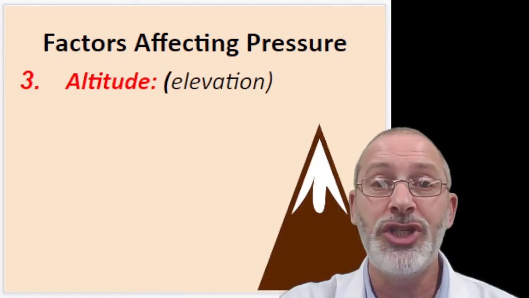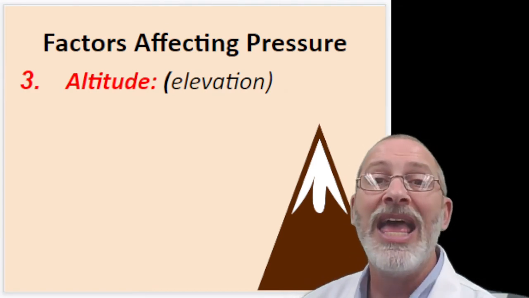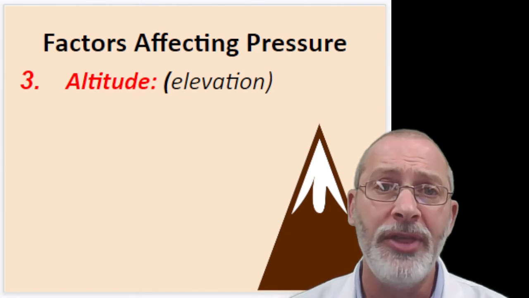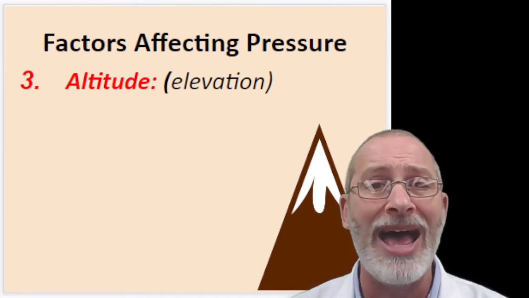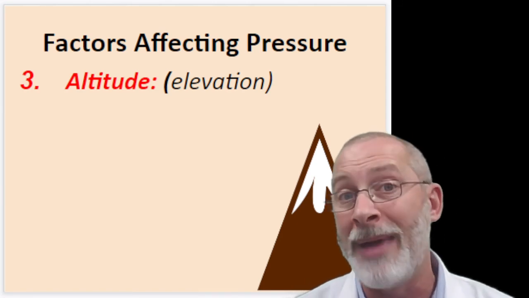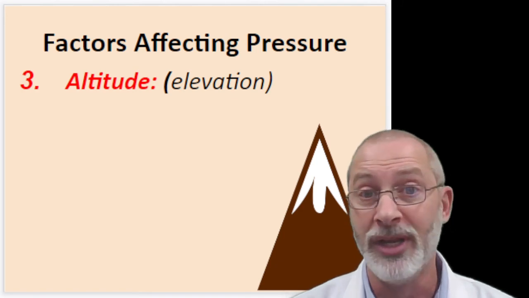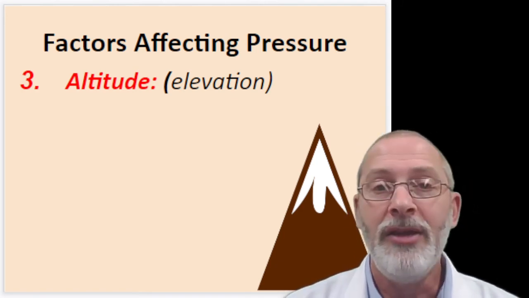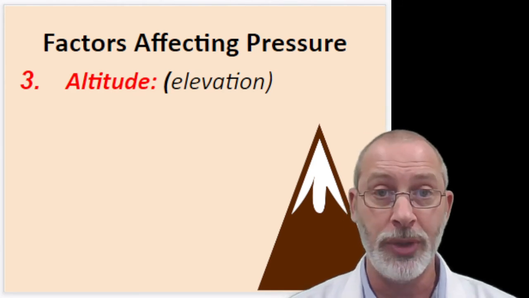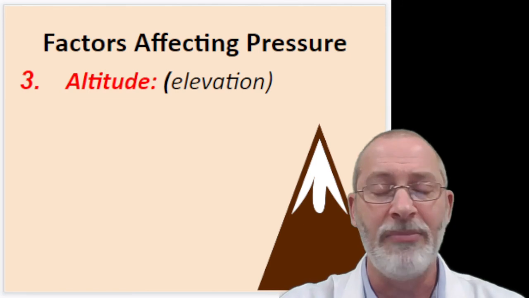And now let's finish up with the third factor affecting air pressure, and that is altitude. Altitude on Earth is usually described as elevation. If you're on the surface of the Earth, like climbing a mountain, you refer to your change in elevation. If you're in an airplane flying above that mountain, you usually refer to altitude. But for our purposes, altitude and elevation are basically the same thing.